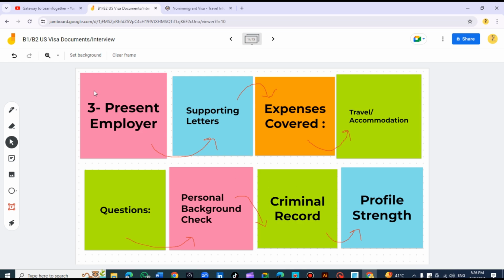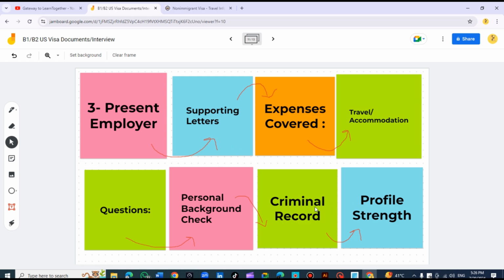So they will be more focused on your present employer, their reputation, their profile, where they stand, and then they will be personally interested in you. They will figure out who you are and why you were selected to attend the business conference in the US. So yeah, this is how they will try to deal with you.